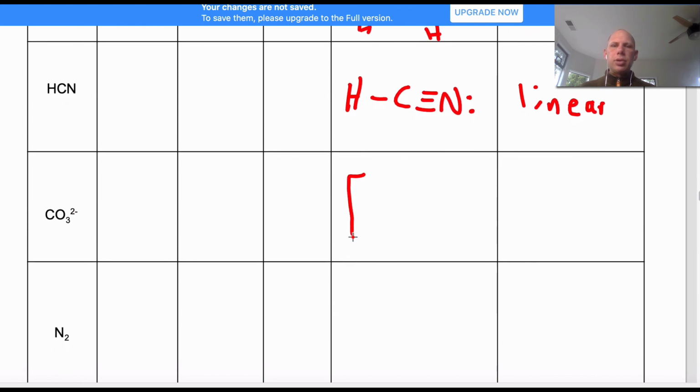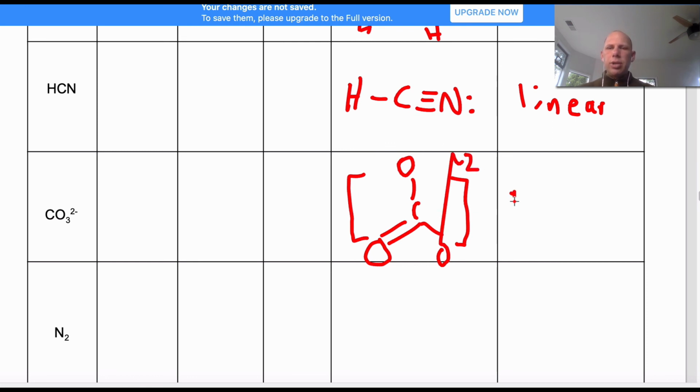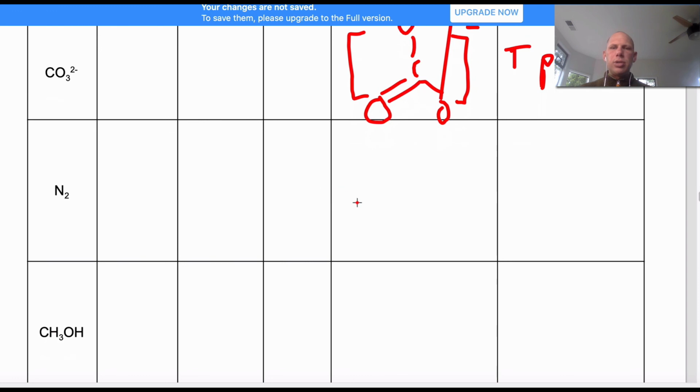CO3 2 minus. So that's going to be -2. And again, no lone pairs on the central atom. So that's going to be, sorry about the speed of my pen here right now, that's going to be T planar. Okay. Ooh, N2 is an interesting one. We never went over that. But obviously, if you just have two things, the only thing that could be is linear.